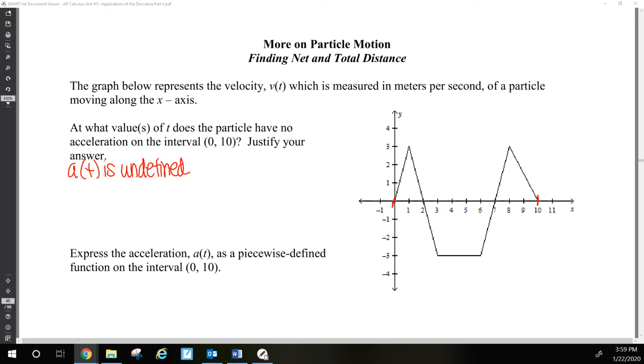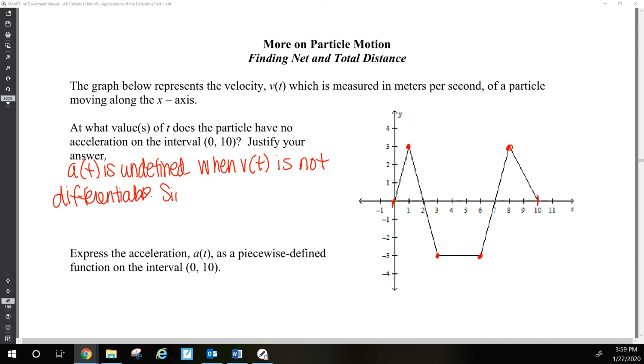That's going to be when we have a sharp cusp, right? So up here, I have a sharp point, down here I have a sharp point, here, and a sharp point here. Those are the 4 places where we are not going to be able to differentiate that velocity function, which means my acceleration is undefined. So we're undefined when v of t is not differentiable. Not differentiable just means we can't find the derivative, and we can't find the derivative when we have a cusp.